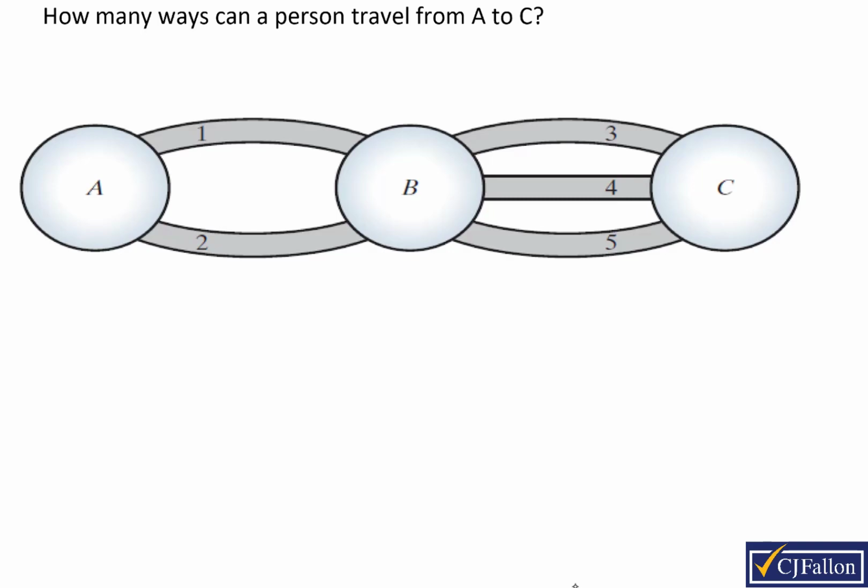How many different ways can a person travel from A to C if these are the roadways or pathways? Well, we could imagine what some of them might look like. Maybe you would start at A and take route 1, get to B, and then take route 4. So that's one of the options you could take. Another option is you could take route 2 and then route 4. But how many options are there altogether?